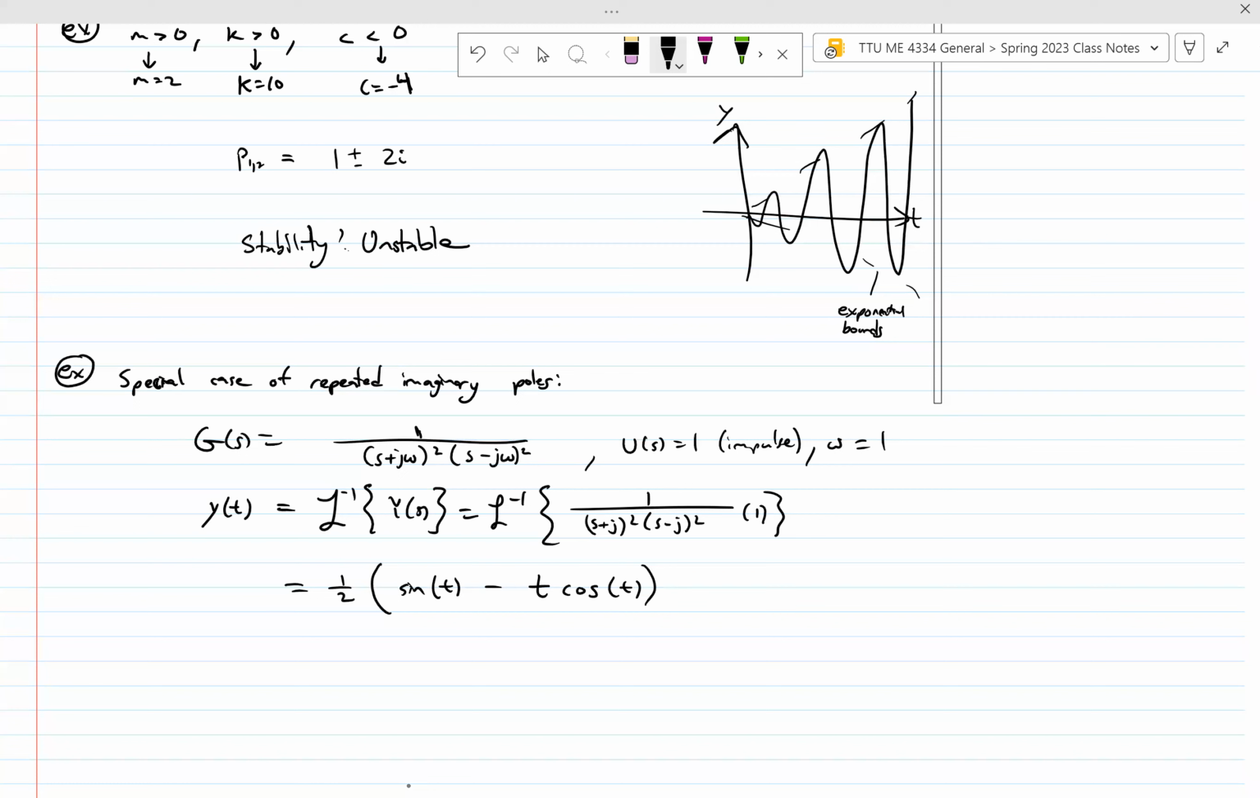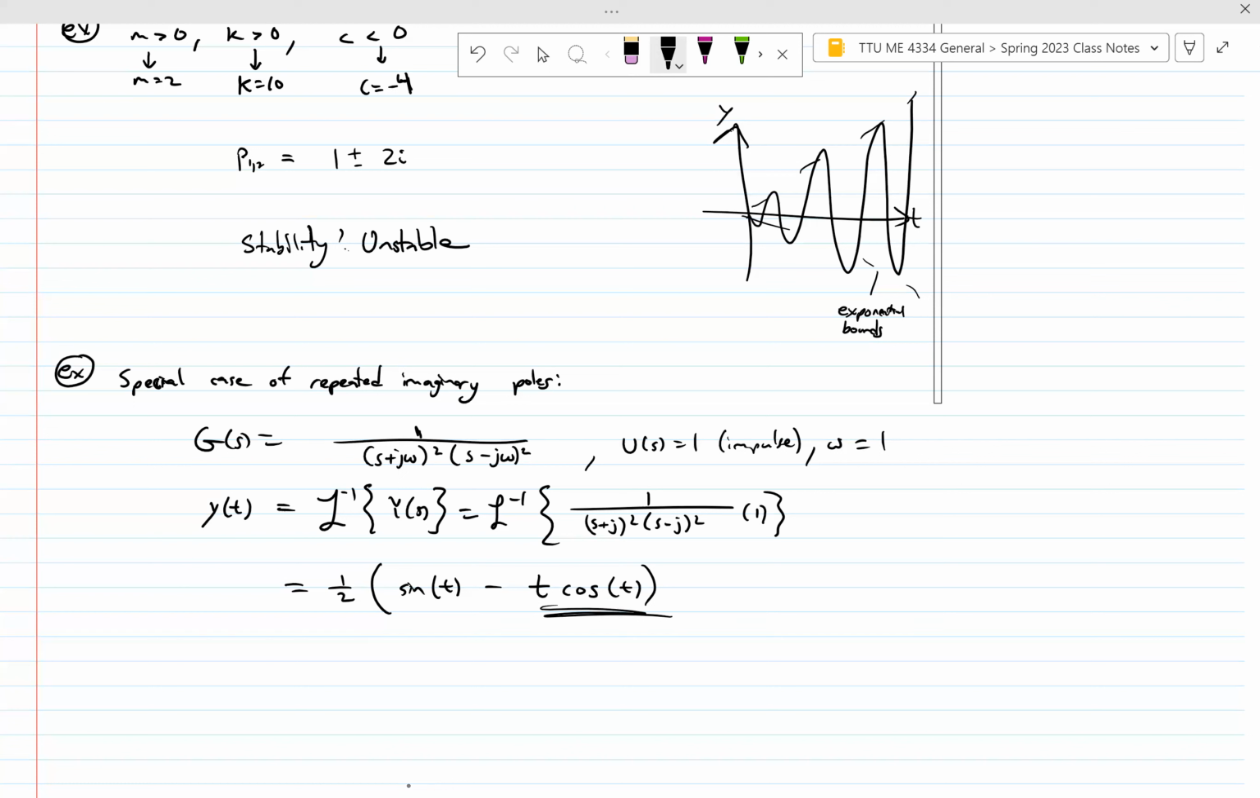Okay? So what happens to this response over time? What occurs here in this very, very special, unique case? So we have a sine wave, right? That's never going to die out. It's all going to be multiplied by 1/2. That doesn't matter too much. We have a sine wave that's never going to die out. That seems to indicate marginal stability here, right? So why is this unstable? And what happens to t? t is going to go to infinity. It's going to just keep increasing over time.